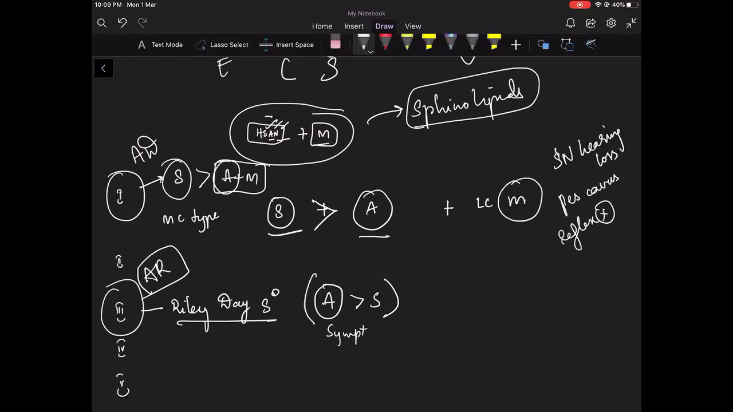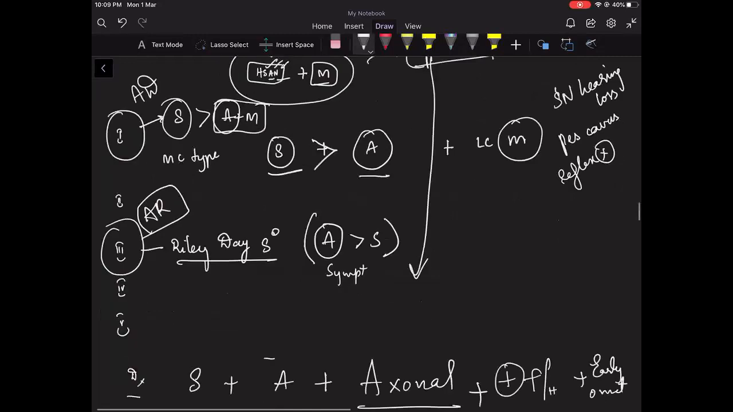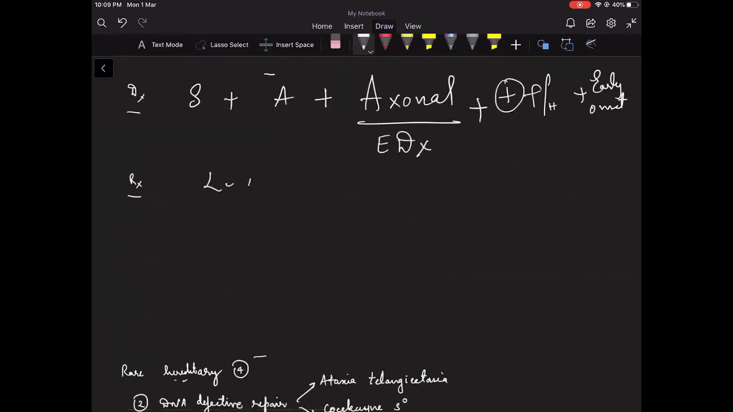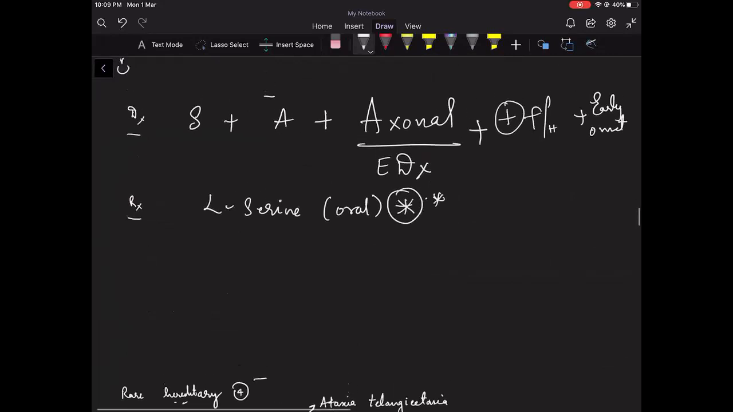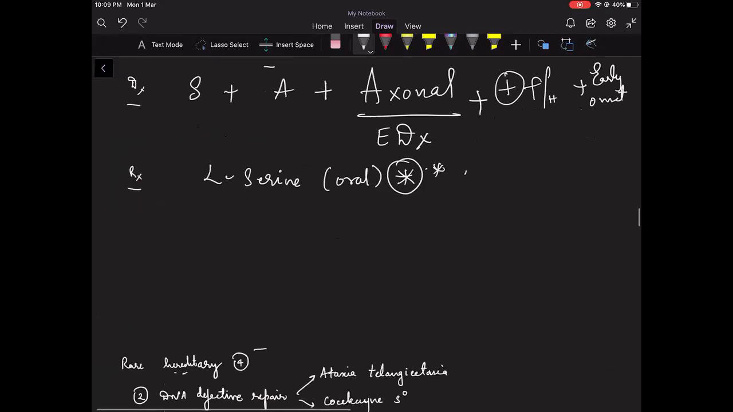The accumulated sphingolipids cause cell injury. So we have to decrease the sphingolipids, and the treatment here is L-serine, which is given orally. The mechanism, actually I couldn't find how it decreases the sphingolipids, and other supportive care is necessary in this type.